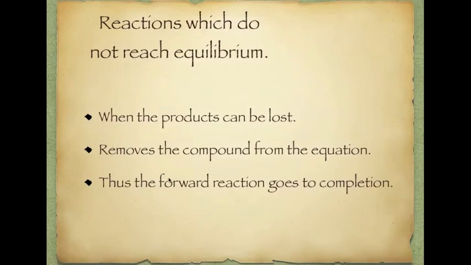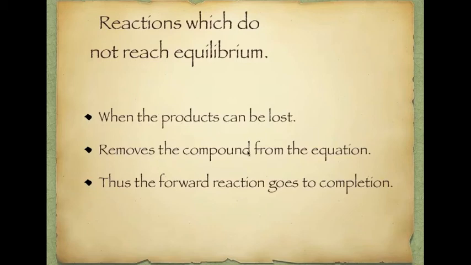This is just the next part. Some reactions do not reach equilibrium. That's when the products can be lost. If you have a constant losing of products, you're going to have a forward reaction always occurring. So for instance, if you have an open system where you're producing a gas and the gas is just getting bubbled off, okay, products are constantly being lost, so therefore you're going to continue until that reaction finishes.